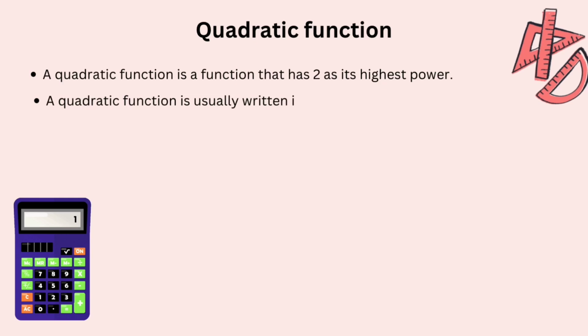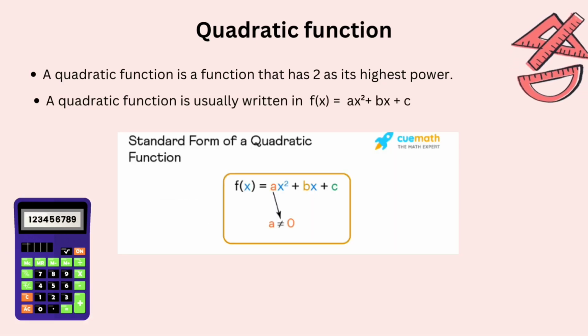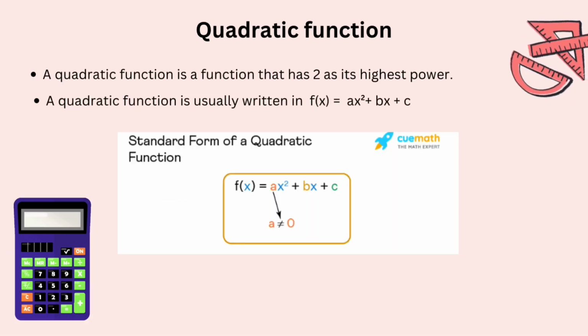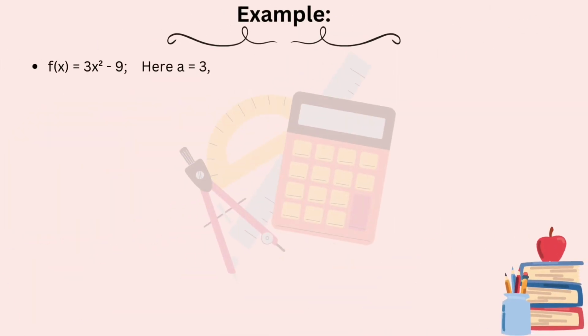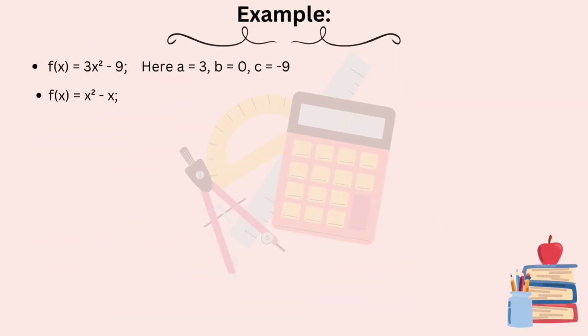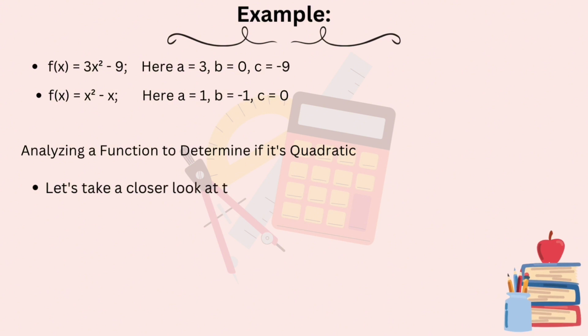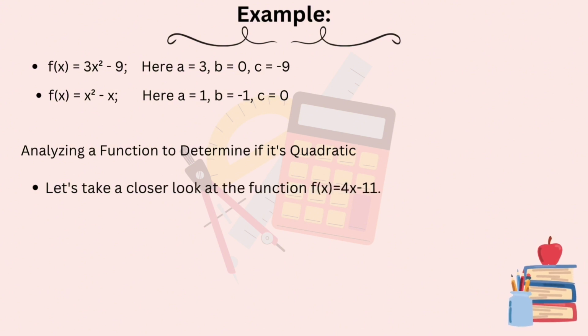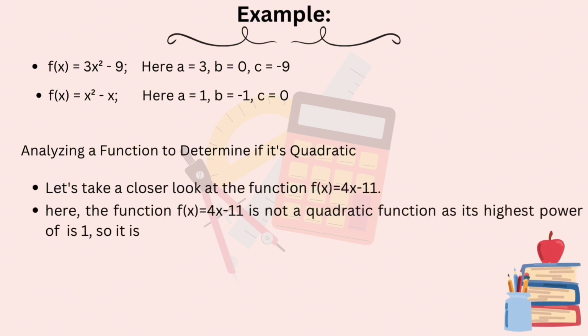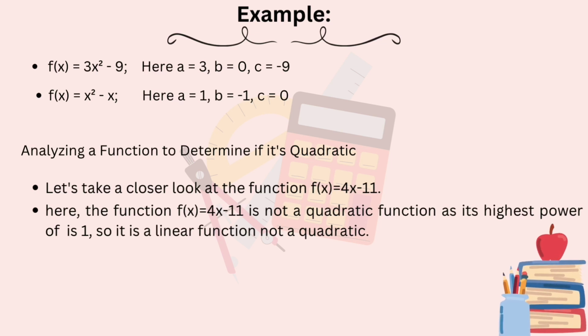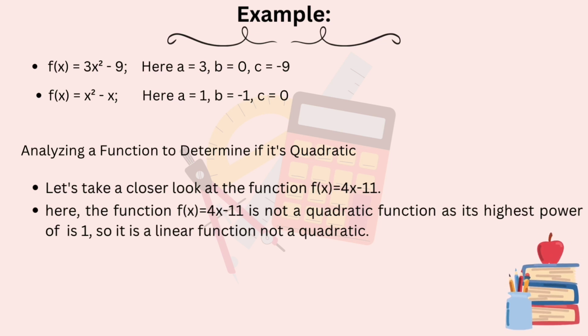A quadratic function is usually written as f(x) equals ax squared plus bx plus c. So for example, f(x) equals 3x squared minus 9. Here, a equals 3, b equals 0, c equals -9. f(x) equals x squared minus x. Here, a equals 1, b equals -1, and c equals 0.